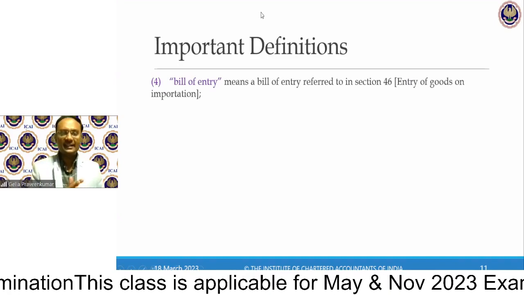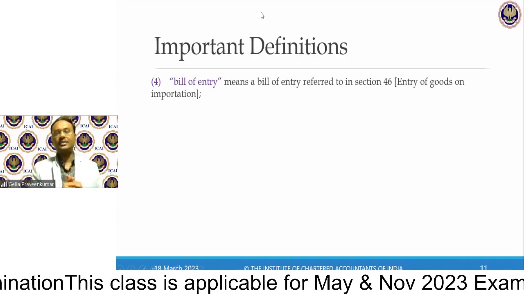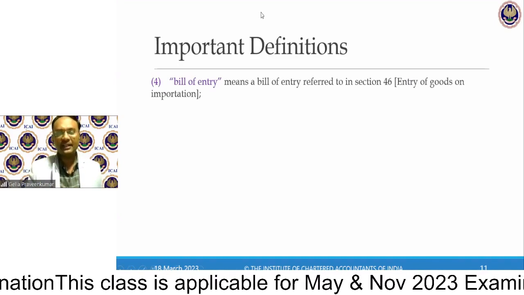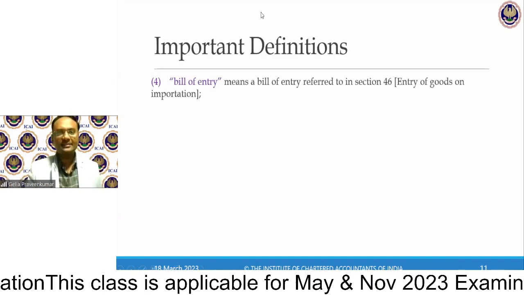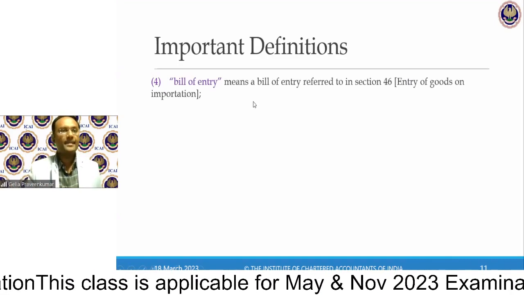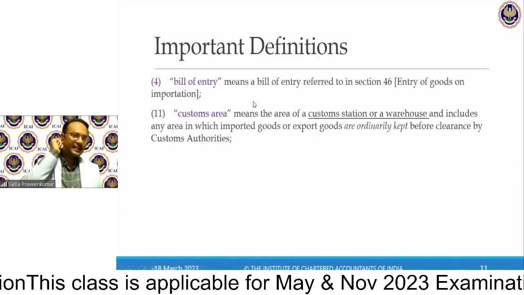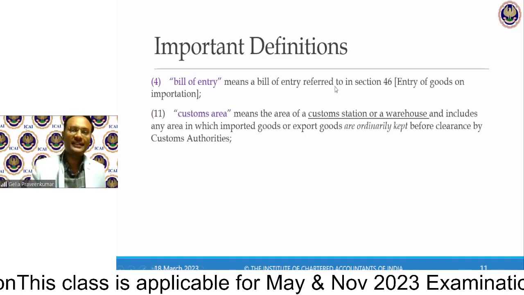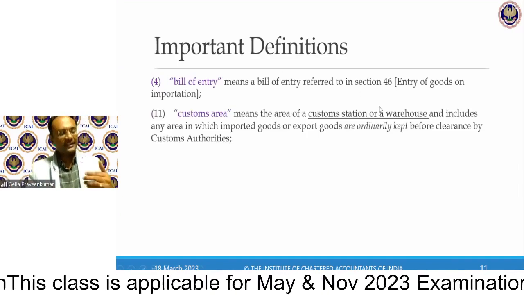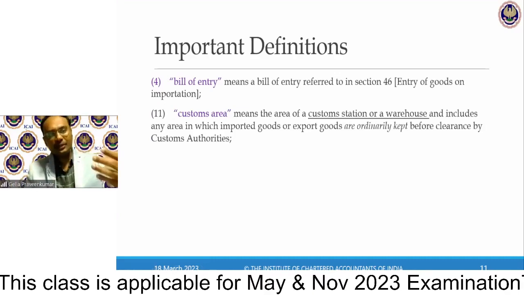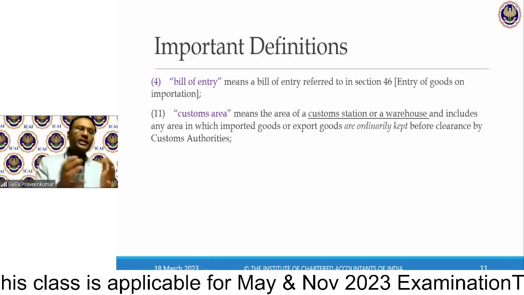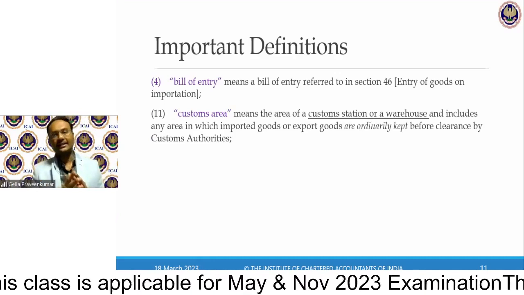What is this sanitizer, Kaushik? I didn't understand these terms LUT, FOB, and sanitizer. Now, bill of entry, this is an application which is referred in section 46, read with section 47, which is nothing but an intimation to the officer saying that I wanted to clear the goods from customs area.